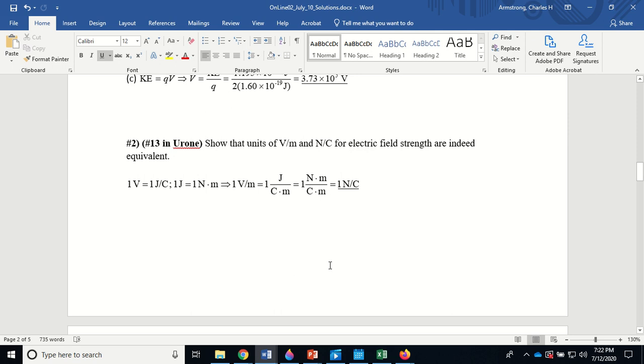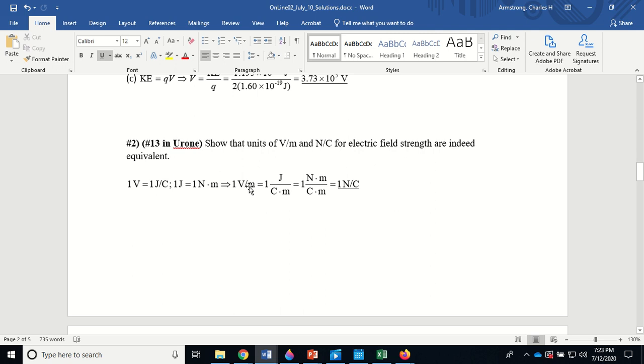Okay, then number 13 in your own on chapter 19. Show that units of volts per meter and newtons per coulomb for electric field strength are indeed equivalent. Well, remember, voltage is going to be joules per coulomb, energy per charge, okay? So if you had 10 volts, that means you'd have 10 joules of energy if you put 1 coulomb of charge in your electric field. Now, 1 joule equals 1 Newton meter. That just comes from work equals force times distance. Work equals force in newtons times distance, and of course work is in joules.